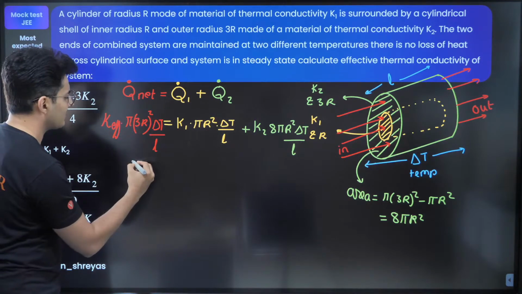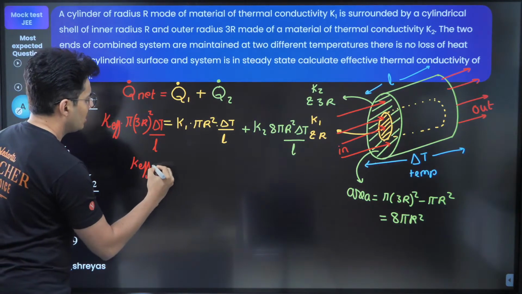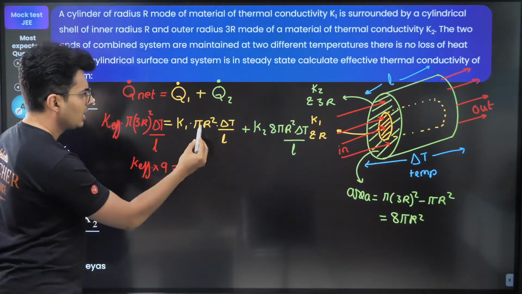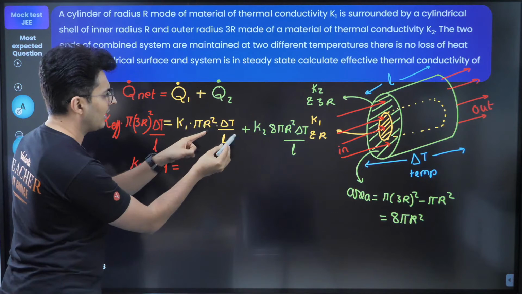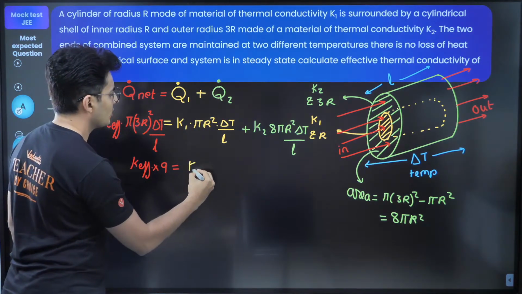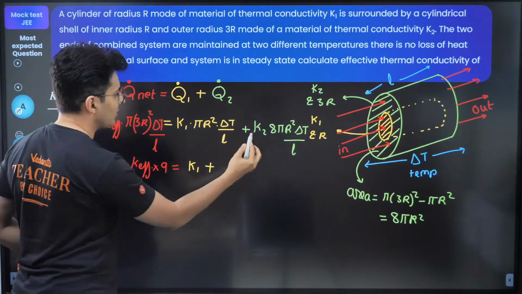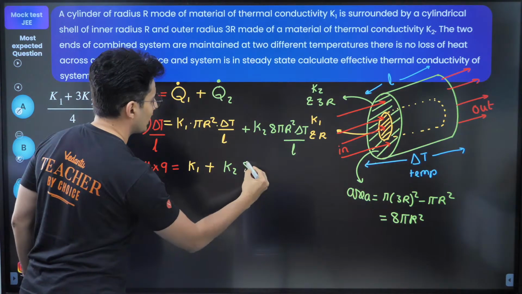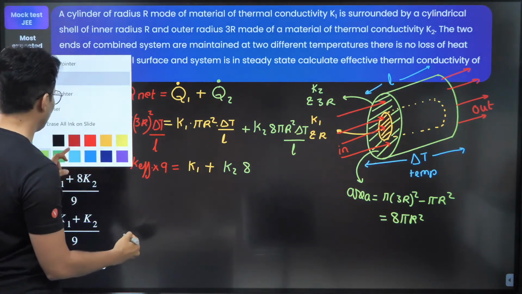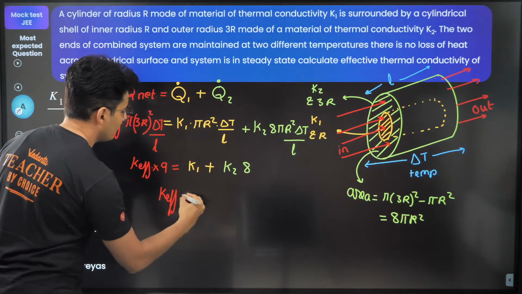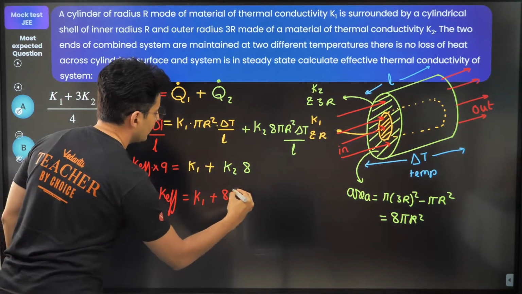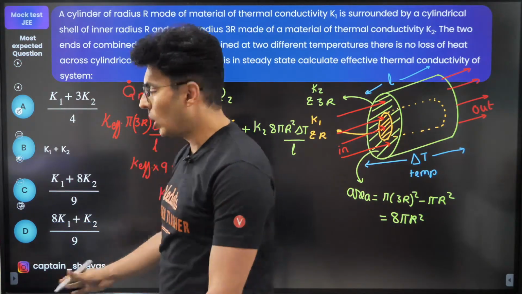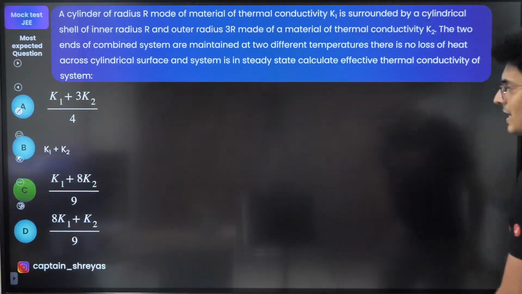Now you can see pi, r square, L, delta T will cancel. From here 3 square is 9, so it will become K effective multiplied by 9 is equal to, what is this over here? Just check. K1 is remaining; pi, r square, delta T and L are gone. From this side, only K2 and 8 are remaining. So K effective is nothing but K1 plus 8 times K2, the whole thing divided by 9. That's all. So it is option C, I believe.